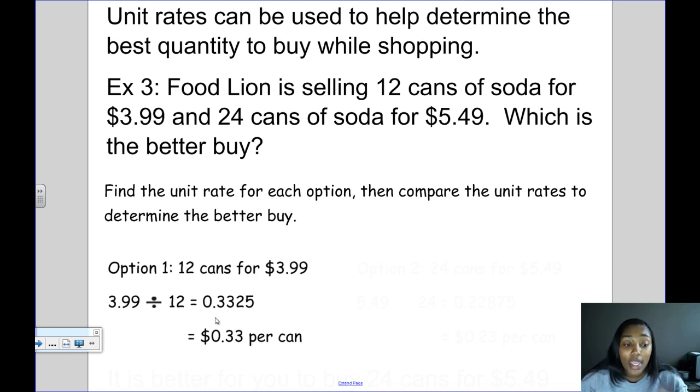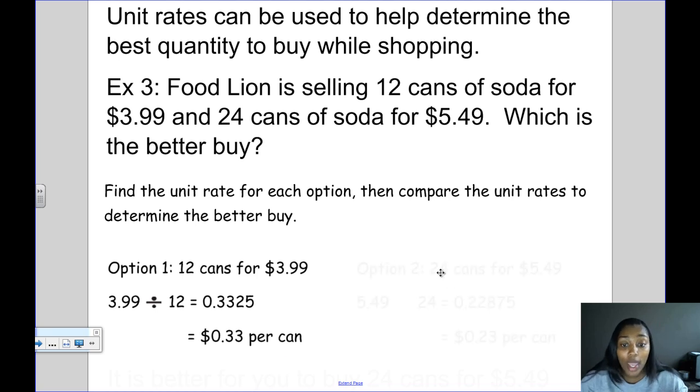And I see that I get this value here, 3,325 10,000s. But again, we're talking about money. So we want our answer to be in dollars and cents. So we're going to do some rounding again. And so we're going to look at the 2, and the 2 is going to tell the 3 to stay the same. So that means we're going to pay 33 cents for every can of soda in that pack. So in the 12 pack, we're paying 33 cents for each can.